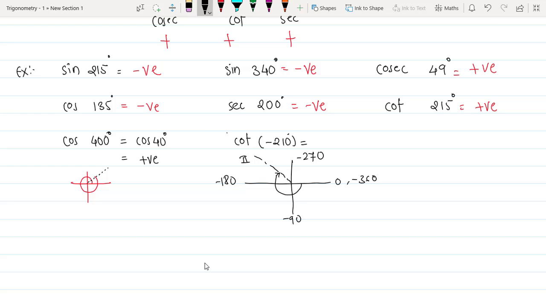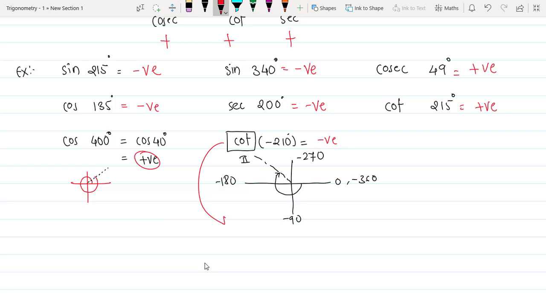Now in the second quadrant, what happens to the cot? Negative. It is negative because in the second quadrant only sine is positive, the rest are all negative. So we will keep this as negative. This one came positive, this one came negative.